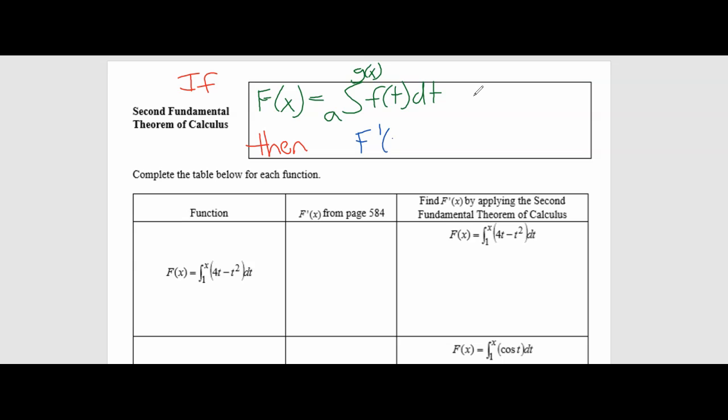F prime of x is going to be equal to f of g of x. What am I doing? F of g of x times g prime of x. So you're using a little bit of a chain rule here. You're swapping that t out for g of x, but then you also have to multiply by the derivative of g of x. And this is actually exactly what we did with our original example.